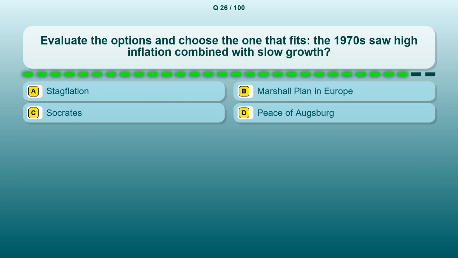Question 26. Evaluate the options and choose the one that fits. The 1970s saw high inflation combined with slow growth. Option A, stagflation. Option B, Marshall Plan in Europe. Option C, Socrates. Option D, Peace of Augsburg.